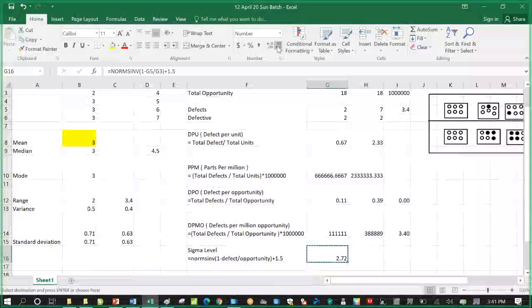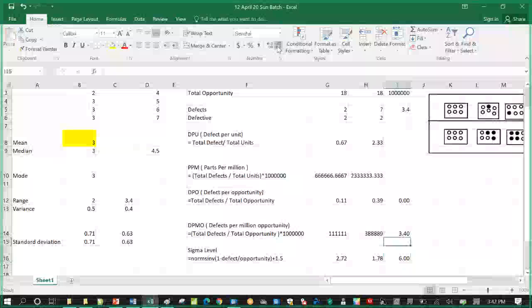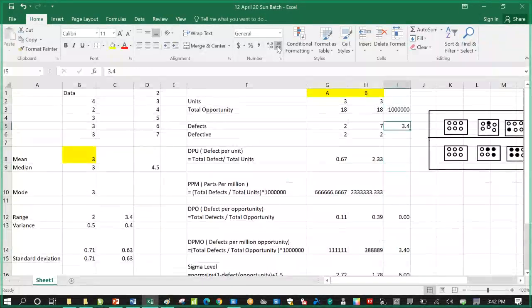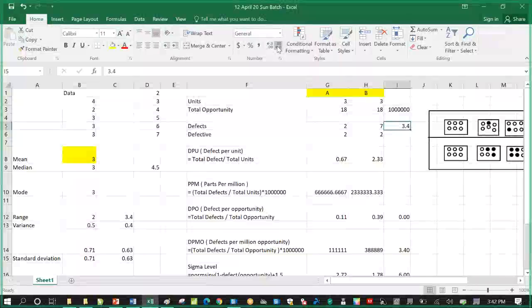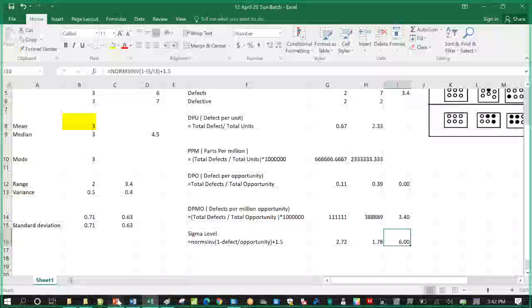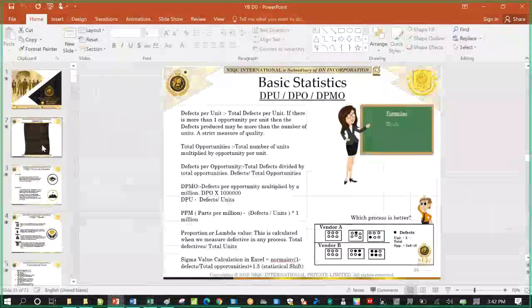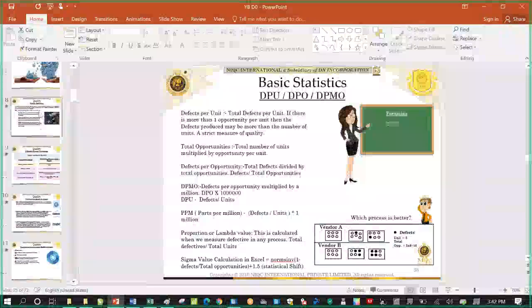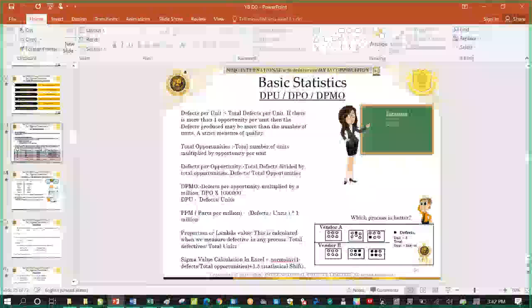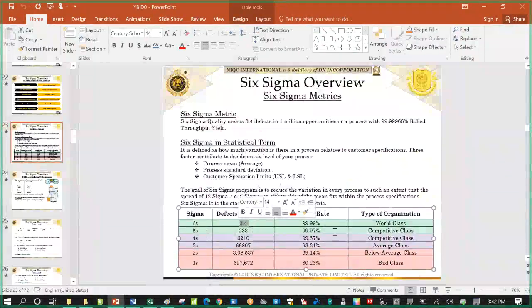And for supplier B, it's 1.7. And here it is Six Sigma. So how did you get the Six Sigma? Now 3.4 defects out of 1 million means a Six Sigma process. Can you see this? This is what we learned initially today. You saw this, right? Six Sigma 3.4 defects, Five Sigma 233 defects.